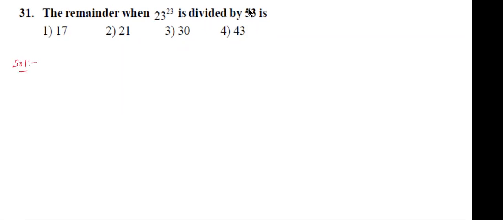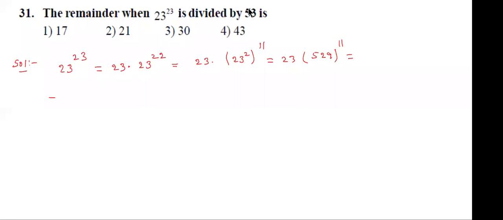See, 23^23 is equal to 23 taken out, and the remaining is 23 whole square. Not 23 whole square, 22. 23^22. So I am writing 23 into (23 squared) whole power 11. Next, 23 into, students, what is 23 squared? That is 529 whole power 11. Now 529, how to write, students, tell me?